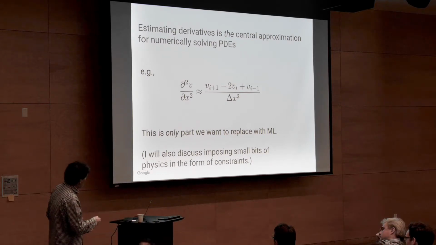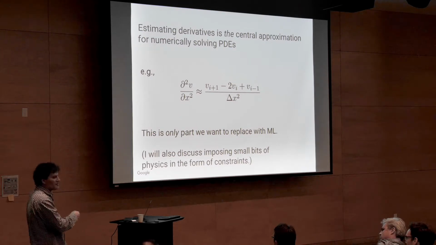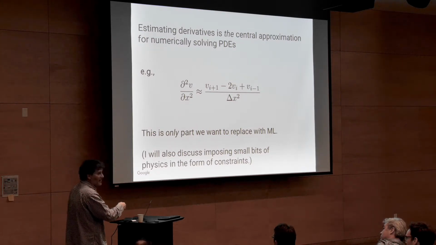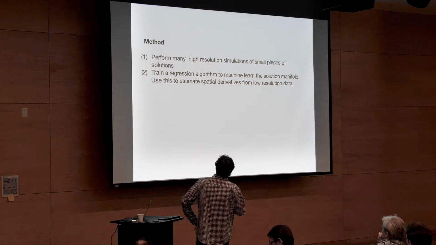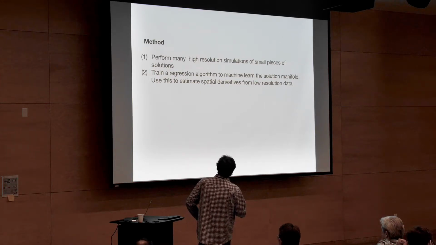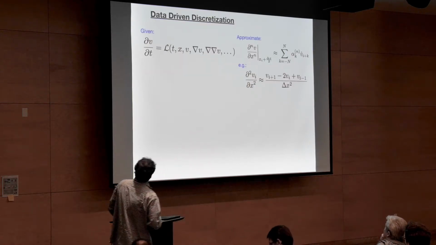Since this is a talk about physics and machine learning, I will talk a little bit about imposing bits of physics as constraints on the models and what use it may have at this time. As I already said, the method is: we perform high-resolution simulations, we train a regression algorithm to machine learn the solution manifold, and use it for time iteration.